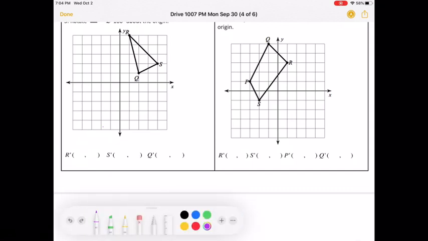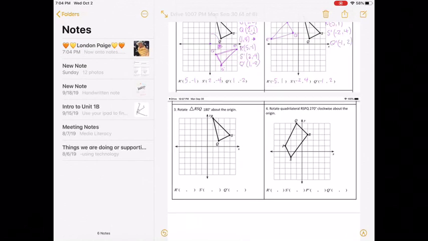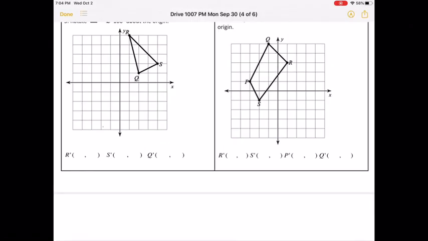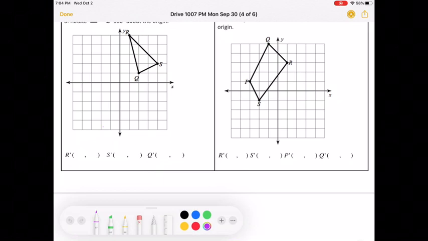Okay, hold on. Having some issues here. Okay, so I got this a little bit cut off, but I can just read it online and go from there.